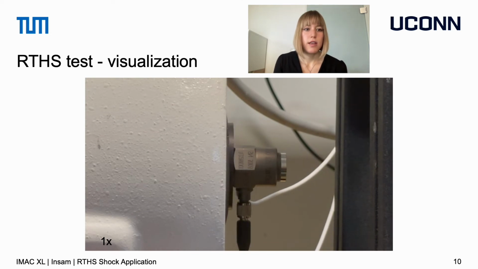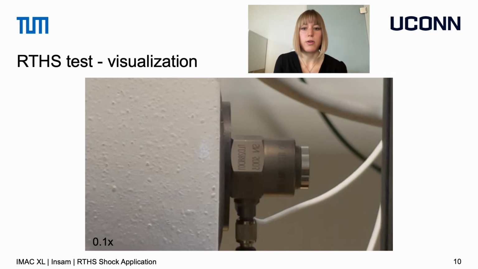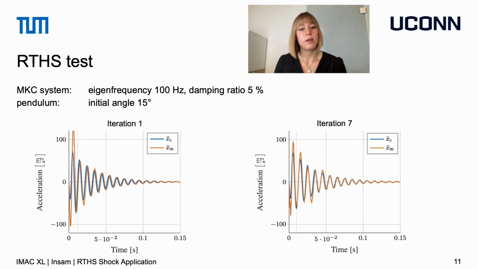First you see it in real time, and now you see it slowed down. So this video should show you that the test execution is pretty short and requires a quick reaction. I'm aware that you can unfortunately not really see the vibration because the video was taken with a normal smartphone camera and the vibration is too quick for that. But we can look at the results in time domain.